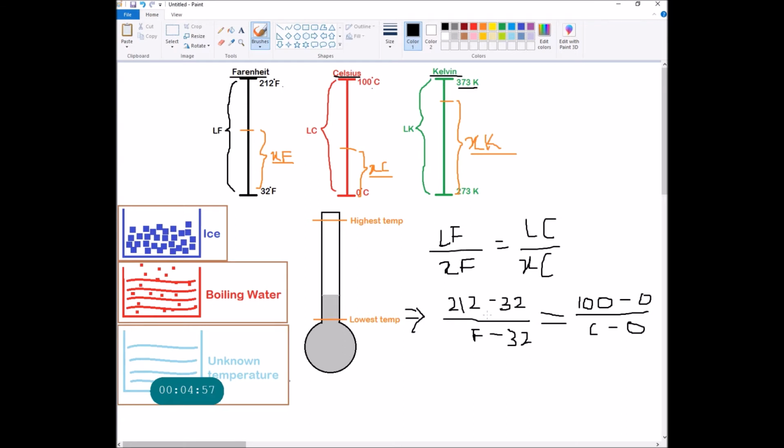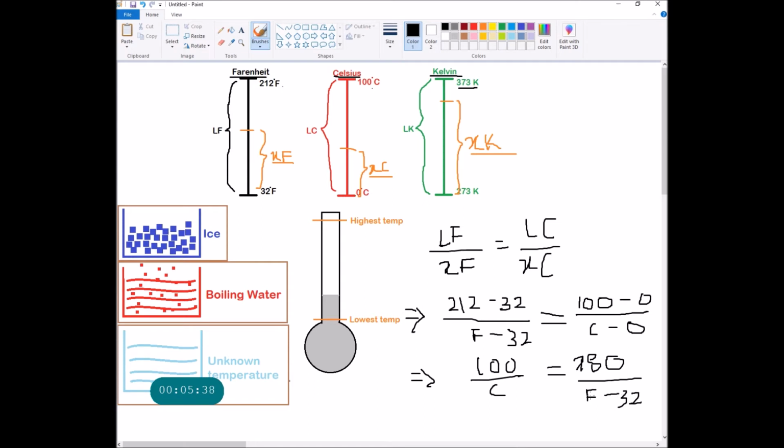So 212 minus 32 divided by F minus 32 is always equal to 100 minus 0 divided by C minus 0. So we get 100, as 100 minus 0 gives us 100 itself, and C, as C minus 0, whatever the temperature of C might be, the number minus 0 will always give us C. This is equal to 212 minus 32, which is 180, divided by F minus 32.